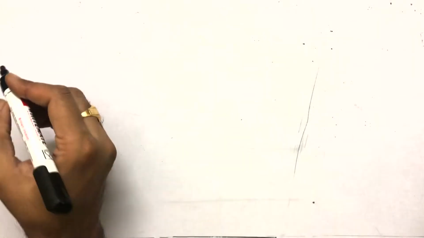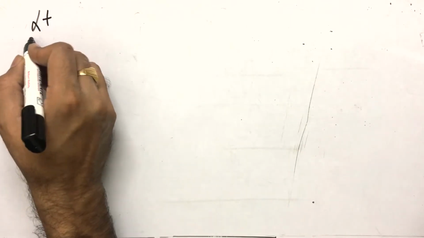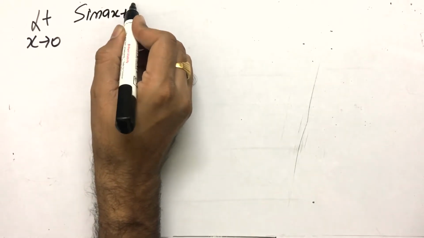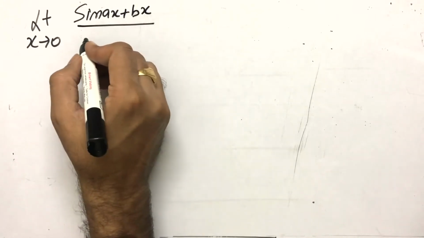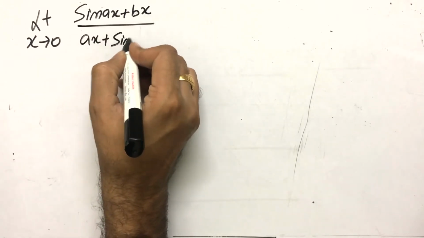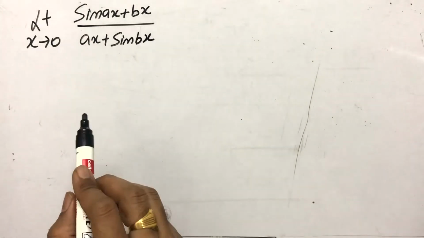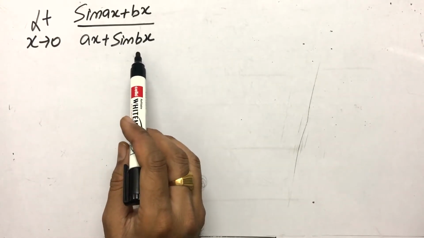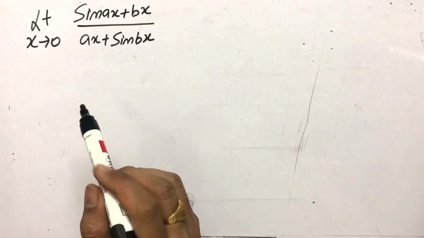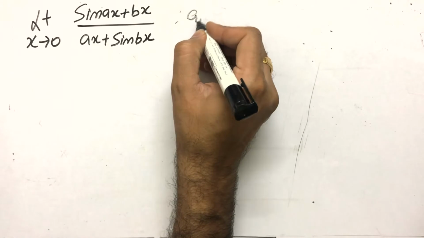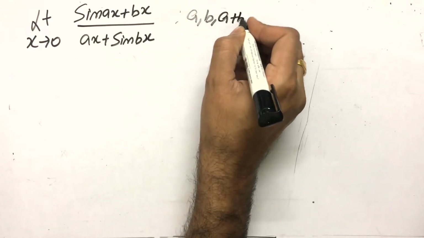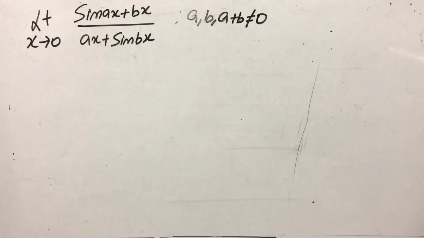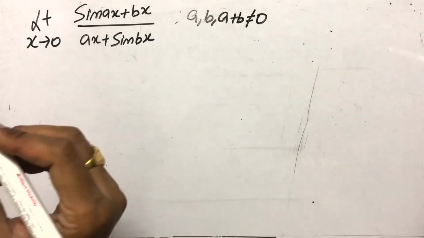Let us solve the next numerical, that is limit x tends to 0 sine ax plus bx upon ax plus sine bx. So here you see, we have sine ax plus bx, ax plus sine bx. So we cannot apply any formula directly. And also we are given that a, b as well as a plus b are all non-zero. Now very smartly we have to perform the calculation part here.